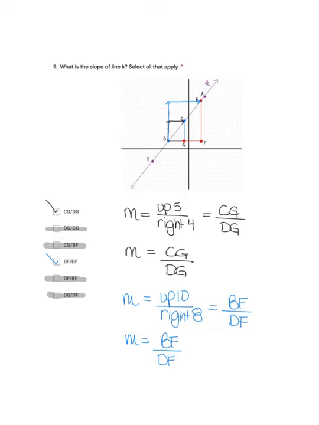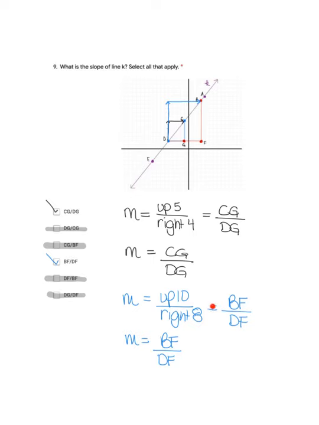It has to be a vertical leg of the triangle over a horizontal leg of the triangle. So right here, we can see that CG is a vertical leg of triangle DCG, and we can see that DG is a horizontal leg of triangle DCG. Therefore, this slope actually makes sense.